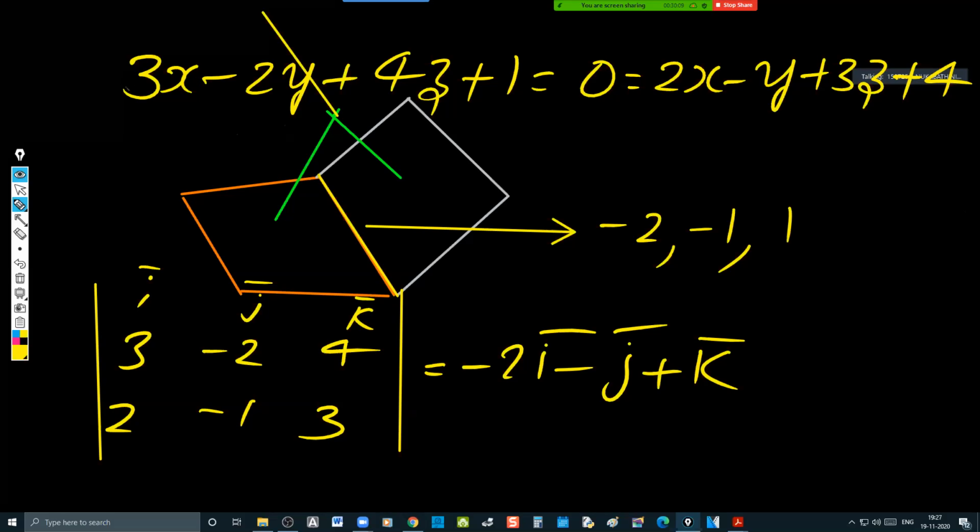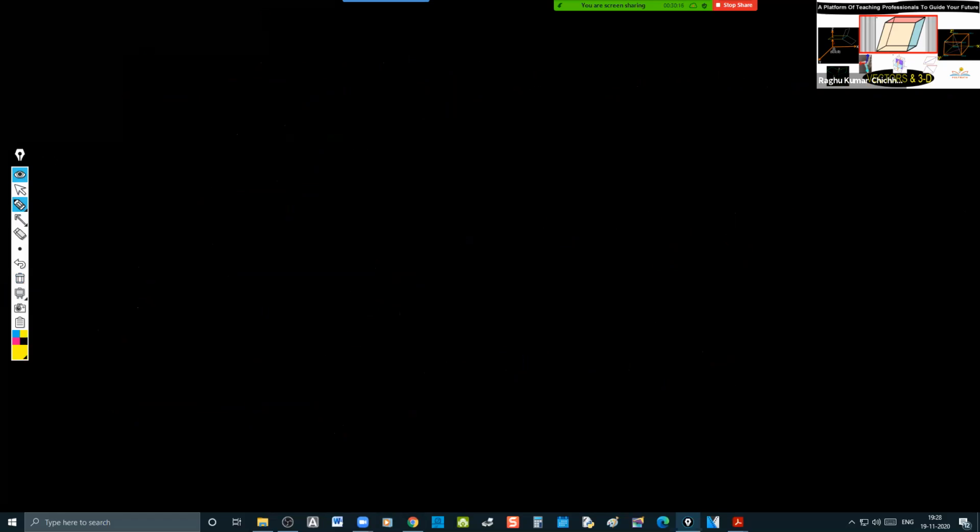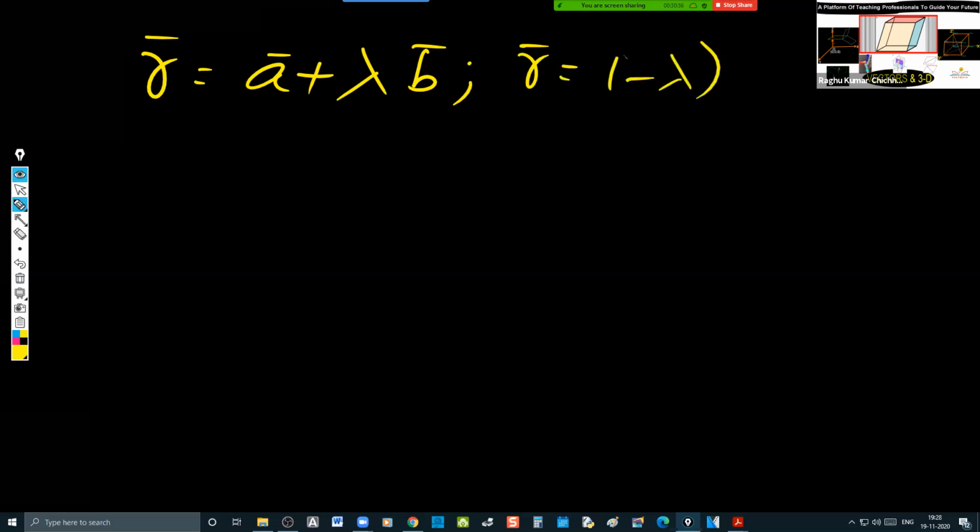Okay. Now, this is one way of understanding a 3D line. And another way, the vectorial form. In the previous class also I explained it, but I'm repeating it. r bar is equal to a bar plus lambda b bar is one form. And similarly, r bar is equal to 1 minus lambda into a bar plus lambda b bar.